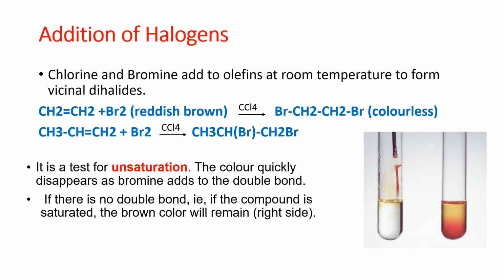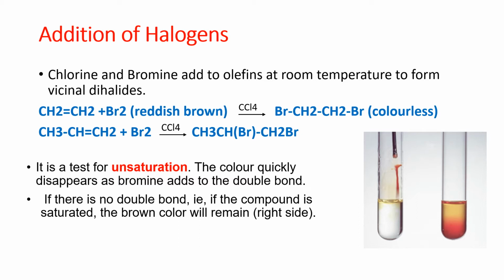Addition of halogens to olefins. Chlorine and bromine add to olefins at room temperature to form vicinal dihalides, that is 1,2-dihalo compounds. For example, when ethene is treated with bromine, which is reddish brown, we get 1,2-dibromoethane and the product is colorless. Similarly, when bromine is added to propene, we get 1,2-dibromopropane.